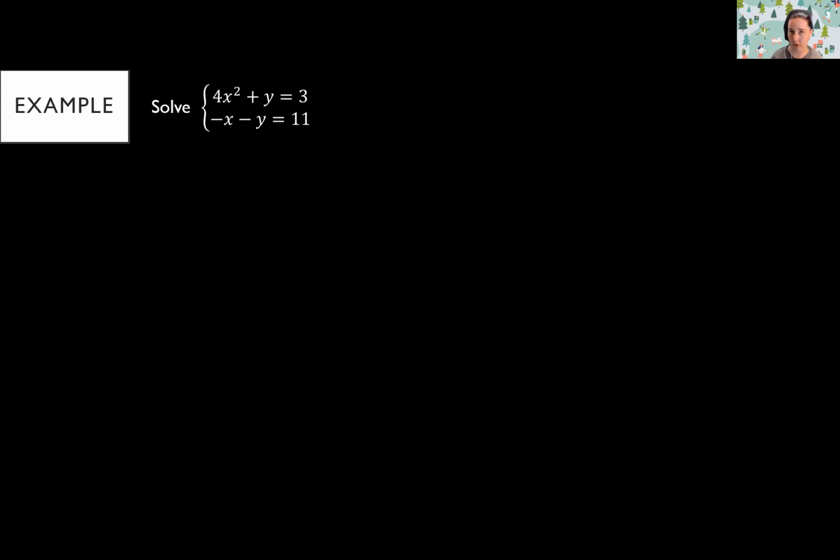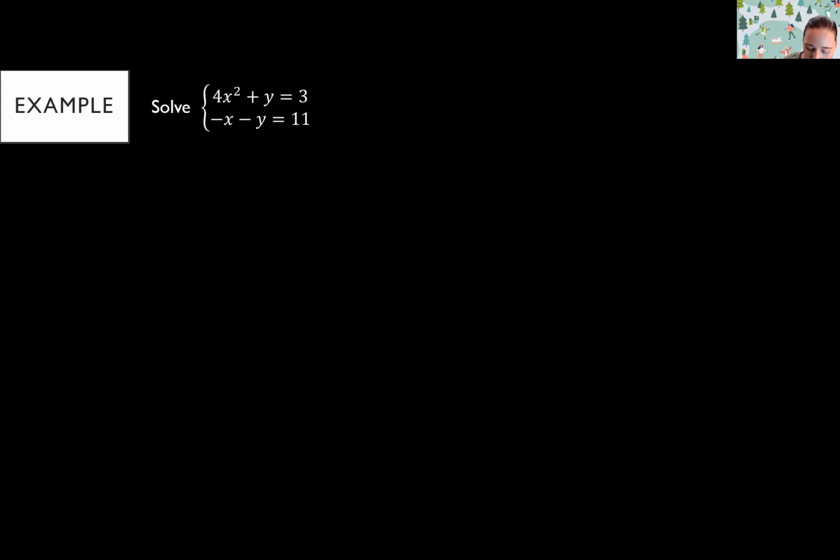So we're going to solve for y. And it's easiest to solve the first equation for y because all I need to do is subtract 4x squared from both sides. If I solve the second one, then I have a negative y when I try to solve, and I have to do a division as well.